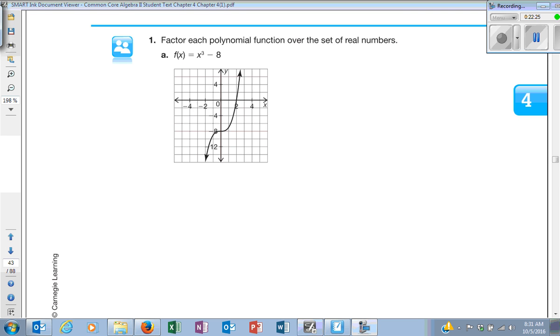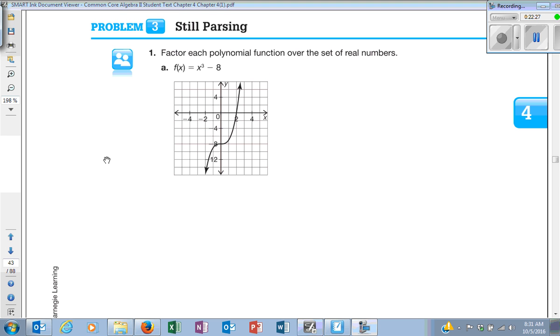Alright, so they ask you to factor it. Let's see if we understand some stuff. Because they gave me this graph, what does this give me right here? The root. What's the root? My root is 2. What would that look like as a factor? Does everybody see? I know that x minus 2 is a factor of this.